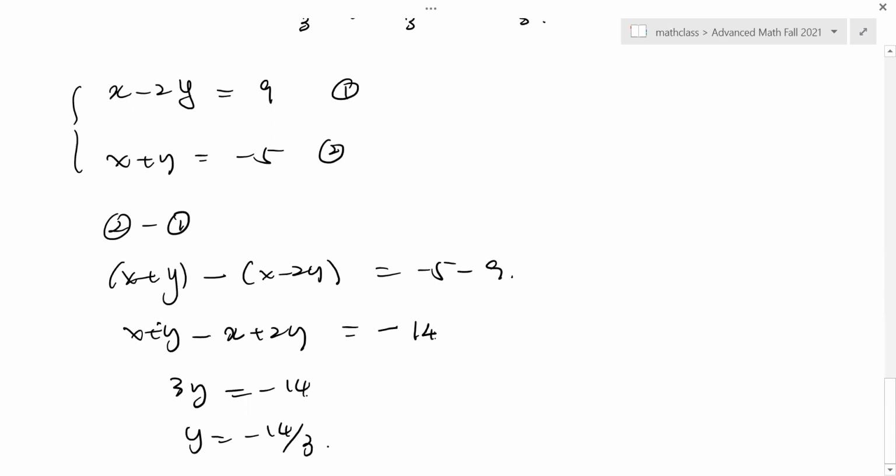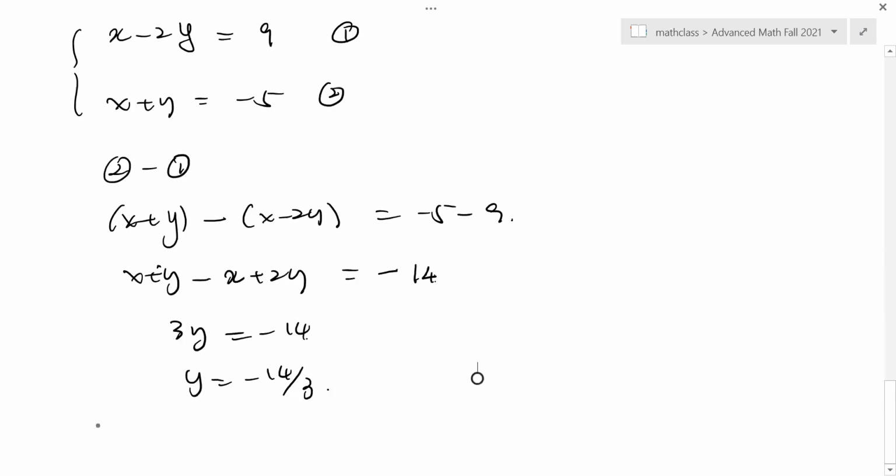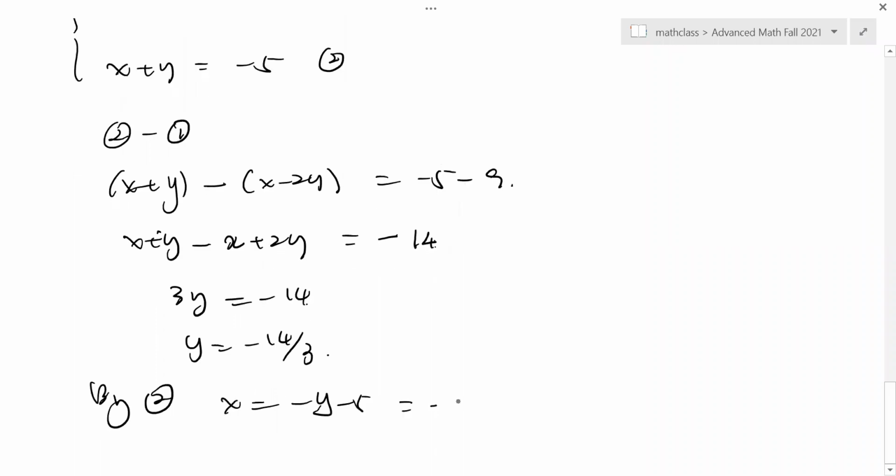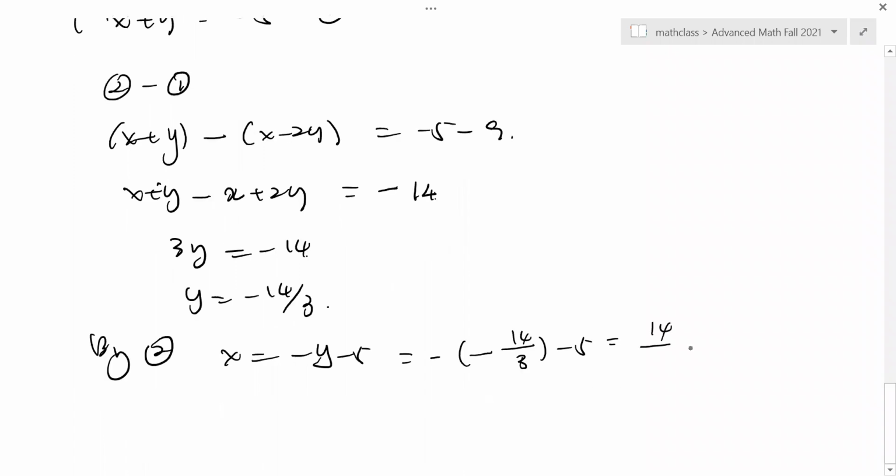Then you can use any of the equations to get x. Let's use the second equation to get x. x is -y minus 5, right? And -y is 14 over 3, minus 5. 14 minus 15, so it's -1/3. So we get the same answers, just different approaches, right?